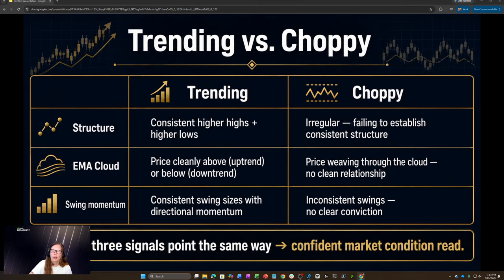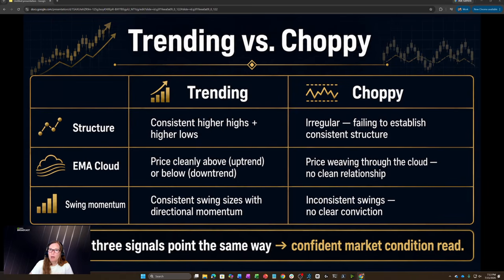Now, whatever EMAs you deem important, this is really a personal thing. Typically I'm using a 9, a 21, and a 44. All right, or a 9, 22, 44. But you might use an 8, 13, and a 21. It doesn't matter. Whatever EMAs are part of your strategy and how you trade, I want you to think about that whenever I mention an EMA cloud.